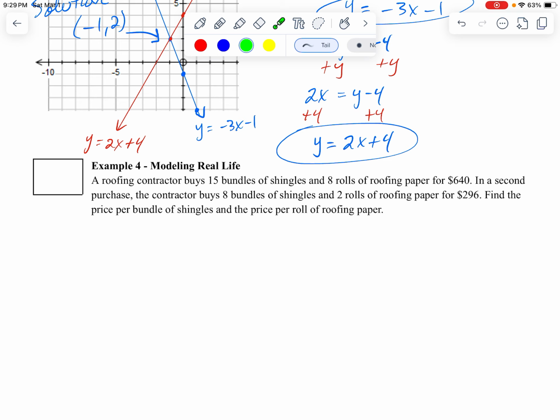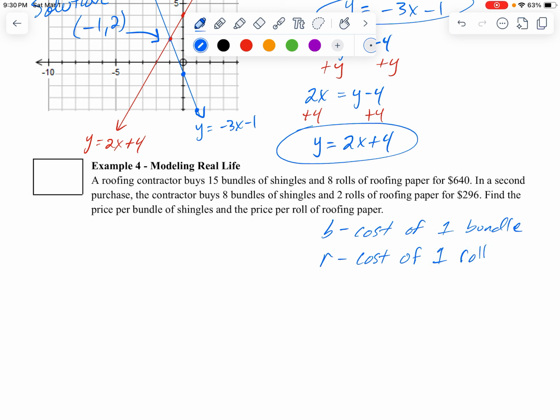So we'll just need to pick some variables here. So I'll use the variable B for bundles of shingles. And what this is actually going to represent is the cost of one bundle. And for the roofing paper, I'll just use R. So this will be cost of one roll of paper.